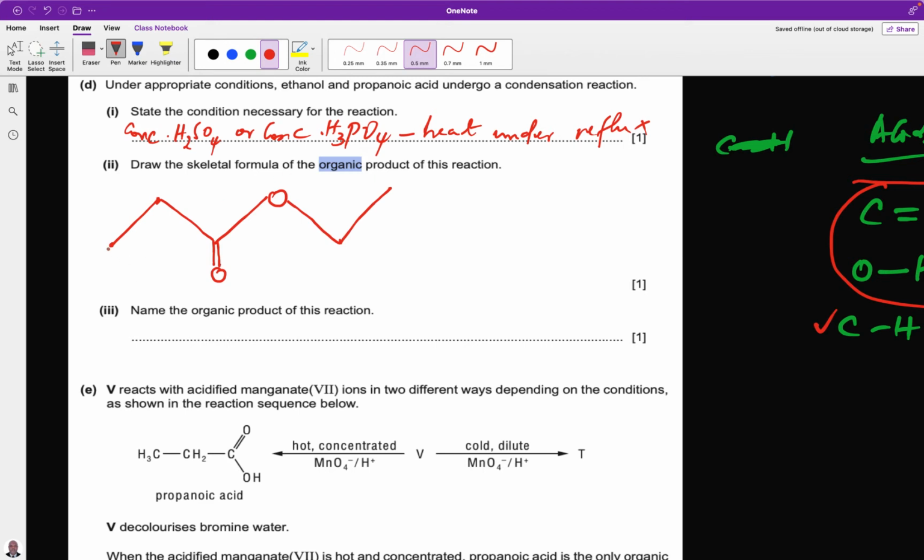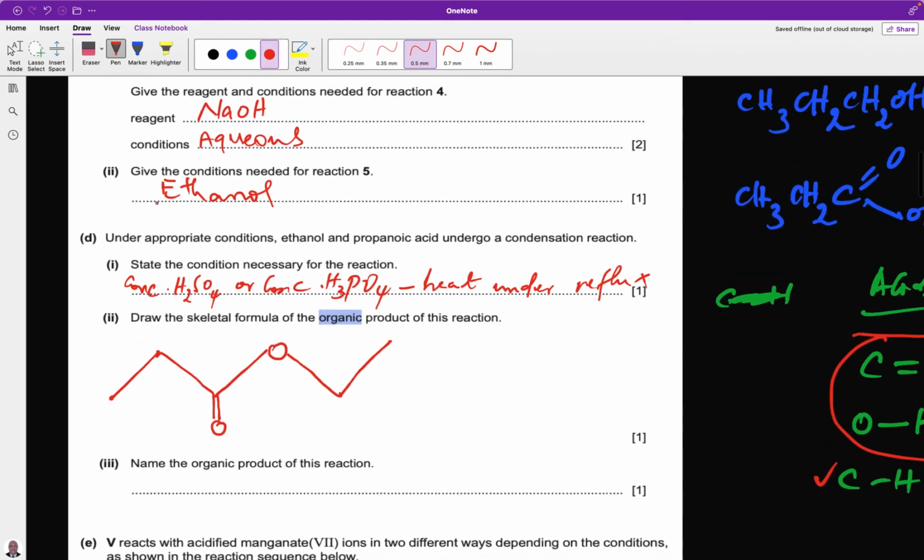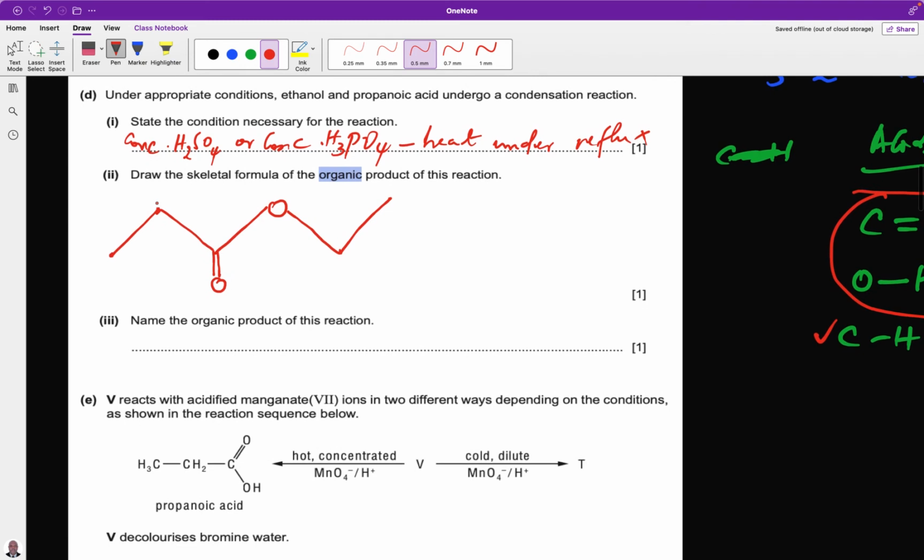So the first carbon ascends. When you get to the second carbon, you descend like that, attaching all the side chains that are there. So this is the skeletal formula for the product that we had. Our product was ethyl propanoate.